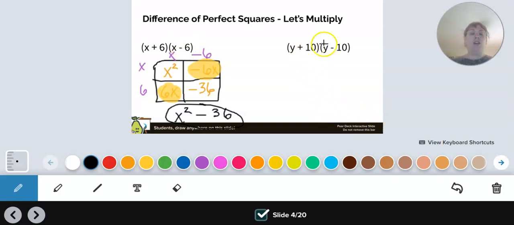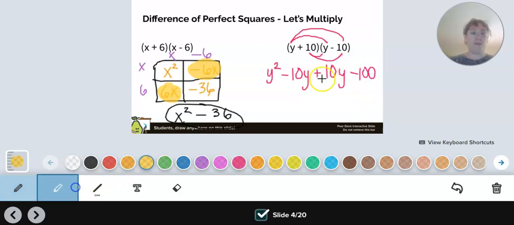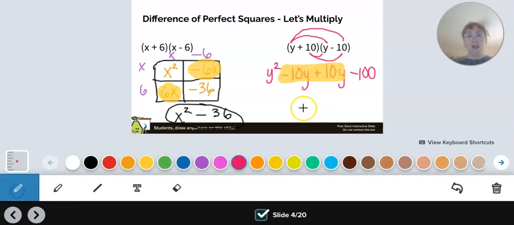So let's look at another one for y plus 10 times y minus 10. I'll do the FOIL method for this one. So first we have y times y, which gets us y squared. Y times negative 10 gets us a negative 10y. 10 times y is a positive 10y. And 10 times negative 10 is a negative 100. Now again, this negative 10y plus 10y are going to cancel out to 0. So we're just left with y squared minus 100.